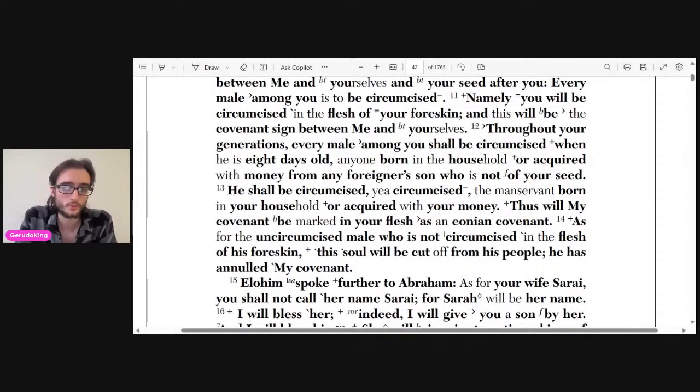Anyone born in the household or acquired with money from any foreigner's son who is not of your seed, he shall be circumcised, yea, circumcised, the manservant born in your household or acquired with your money. Thus will my covenant be marked in your flesh as an Aeonian covenant. As for the uncircumcised male who is not circumcised in the flesh of his foreskin, this soul will be cut off from his people. He has annulled my covenant.